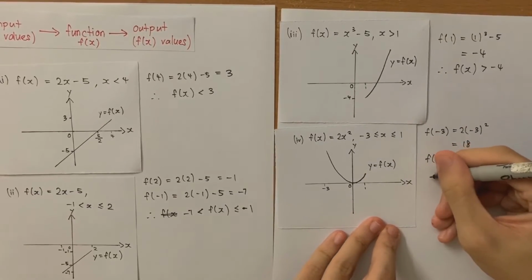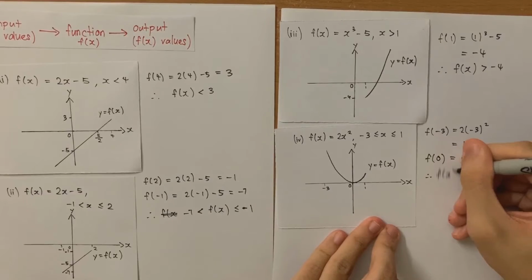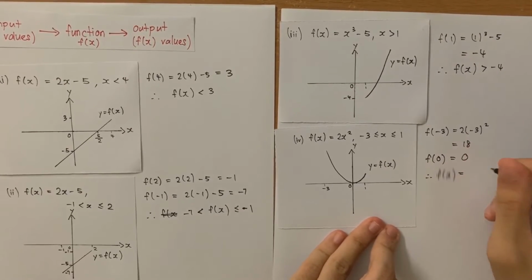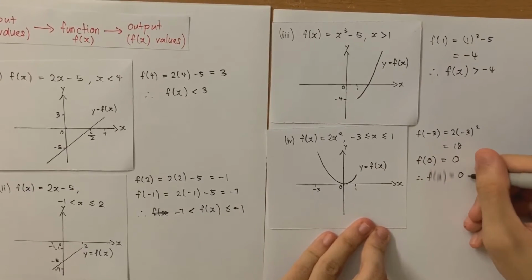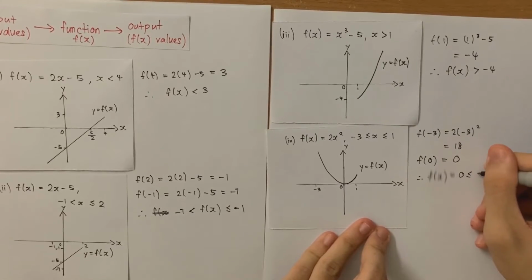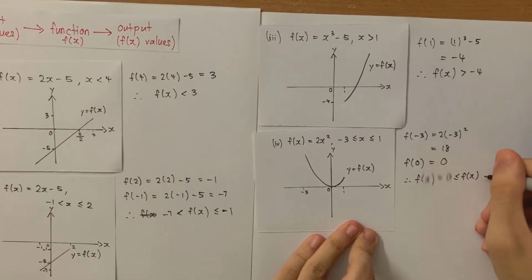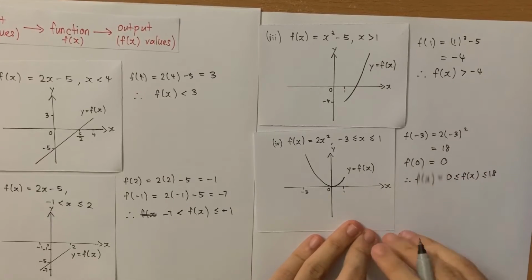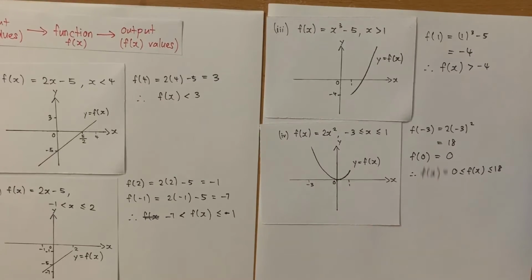So our range would be in between 0 and 18. Yep. So that is the range for the quadratic graph.